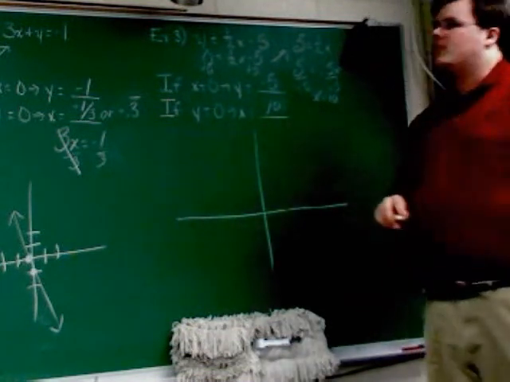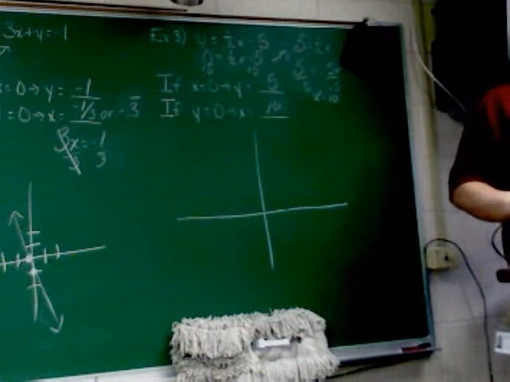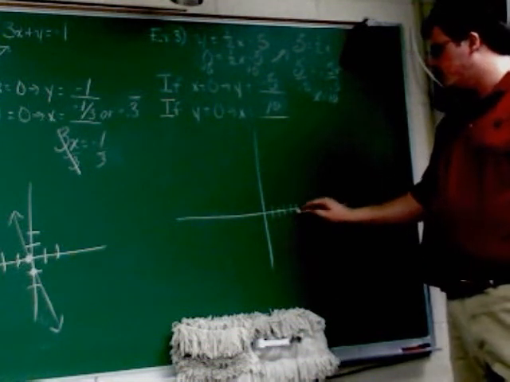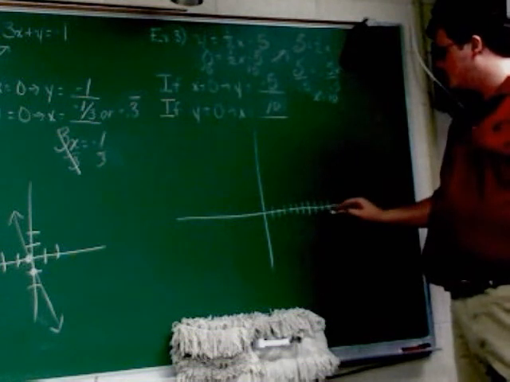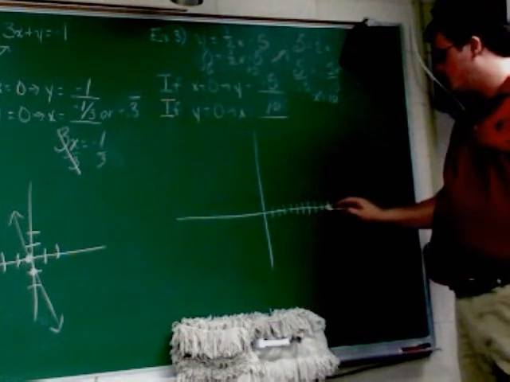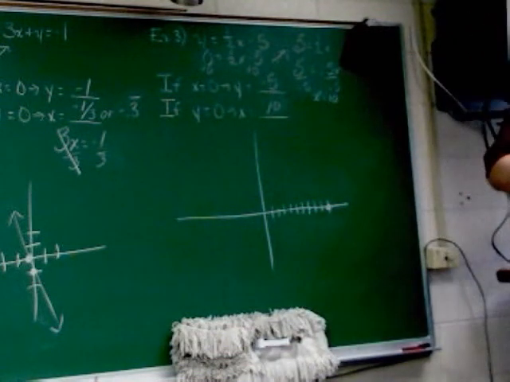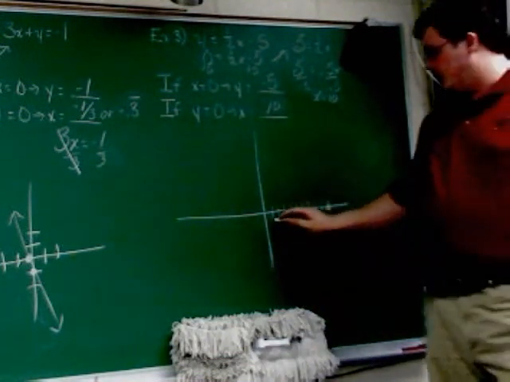Okay, so I'm ready to graph. X equals 10 means on this line I have to put a dot at 10. Y equals negative 5 means on this line, a dot at negative 5.